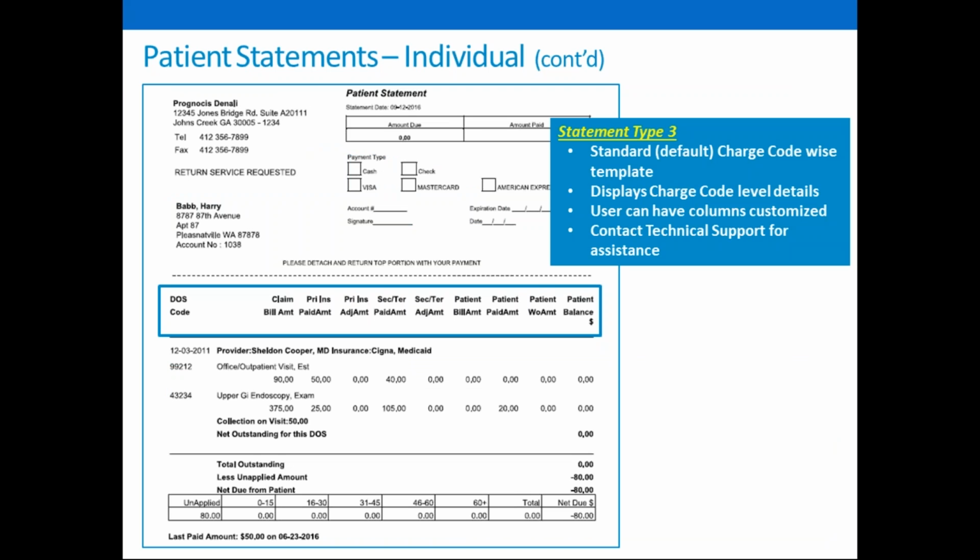Now I mentioned statement type 3 can now be customized. This is the standard statement whenever you run it at a charge code level. It can now be customized in that you can have the columns switched around. If there's certain columns here you want to get rid of, or new columns you want to have added, you can contact technical support and they can customize accordingly for you.